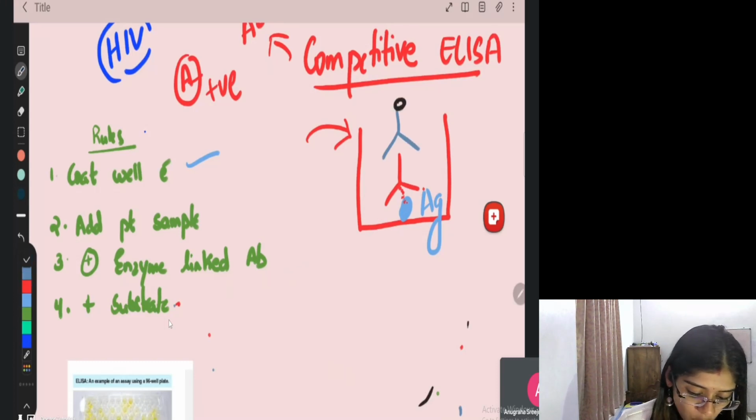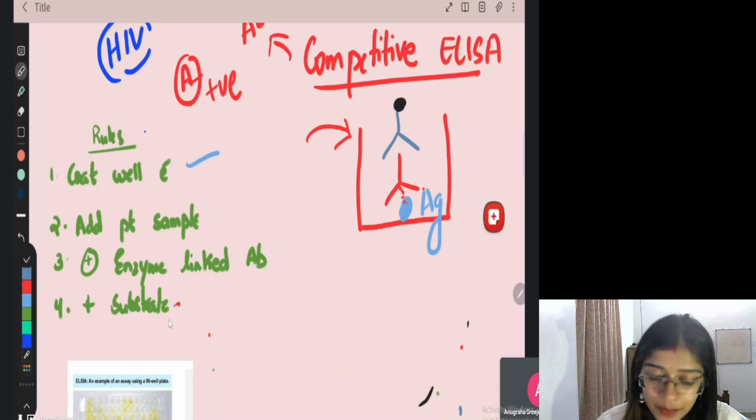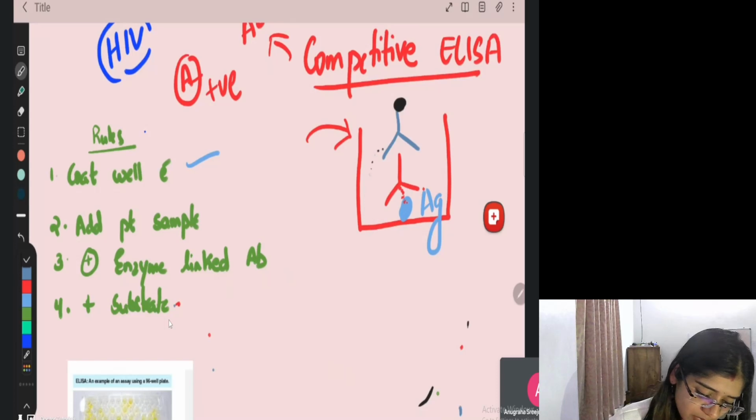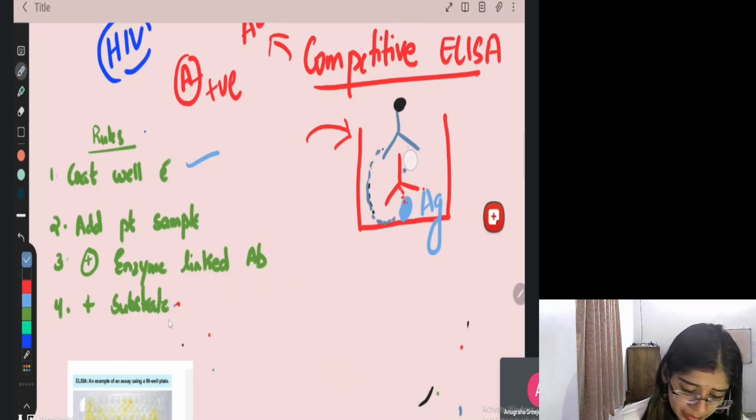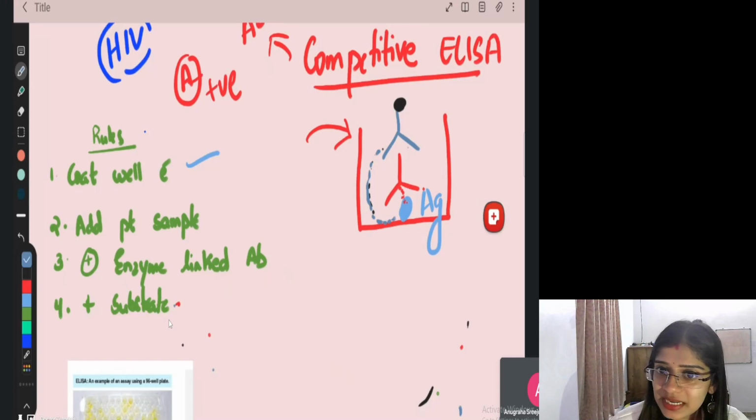Now in competitive ELISA, we are adding an enzyme linked antibody. This antibody is like a normal antibody. It likes to form the bond with the antigen only. This enzyme linked antibody wants to be friends with our antigen only. It does not want to form the bond with this antibody. But in indirect ELISA, the enzyme linked antibody we added wanted to form a bond with another antibody. That was the principle there. In competitive ELISA, just remember that it is normal and the enzyme linked antibody wants to form a bond with our antigen. But you know what happens here?